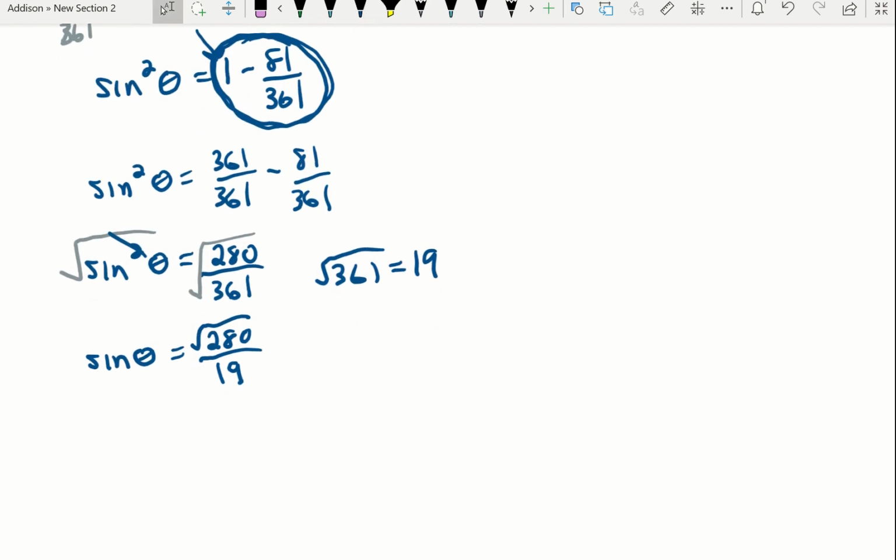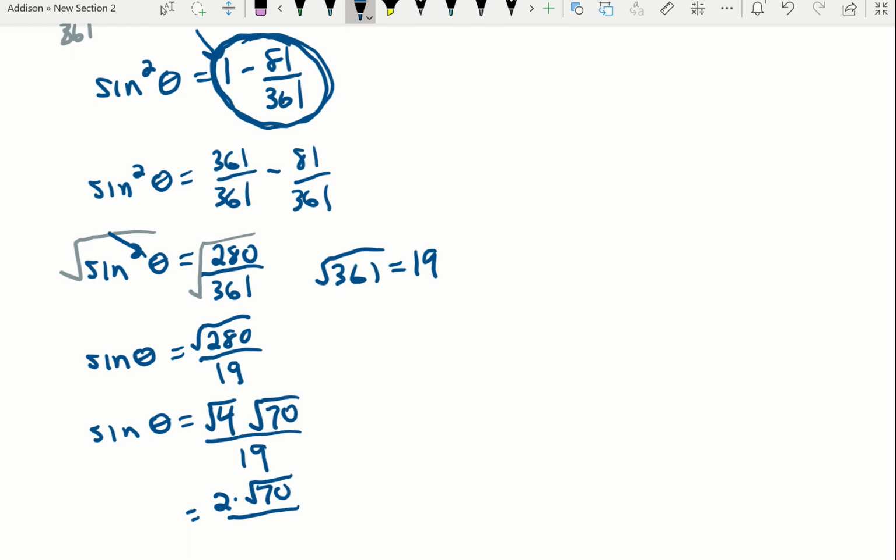Okay, and now you could simplify a little bit. If we rewrite sine of theta equals, the perfect square that is a factor of 280 is going to be 4. So if you separate the square root of 280 into the square root of 4 times, I believe that is 70, you could rewrite it like that. Then the square root of 4 is 2, and then we've got the square root of 70, and that's going to be all over 19. And that's what sine of theta is equal to right there.